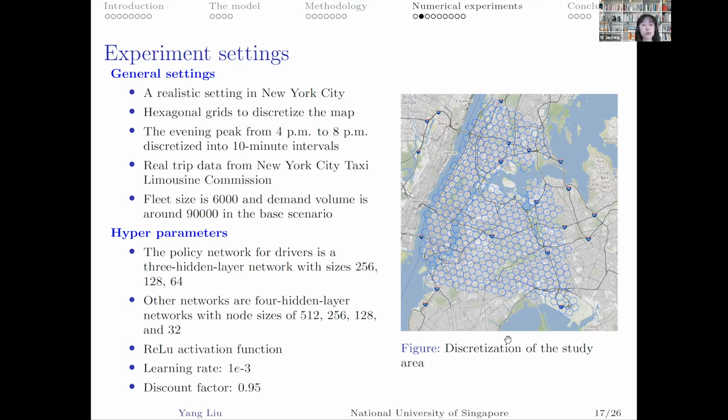And then for the policy network for the driver, we use a 3 hidden layer network with a size here. And then the other networks have four hidden layers with node sizes specified here. Okay, and the ReLU activation function is used, and the learning rate and discount factor are listed here.